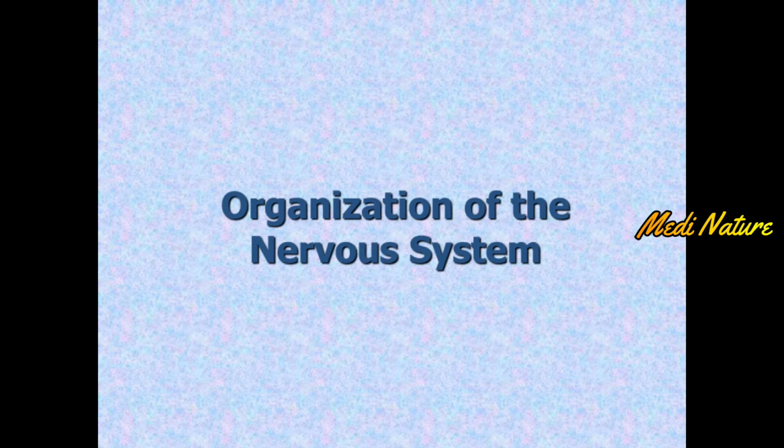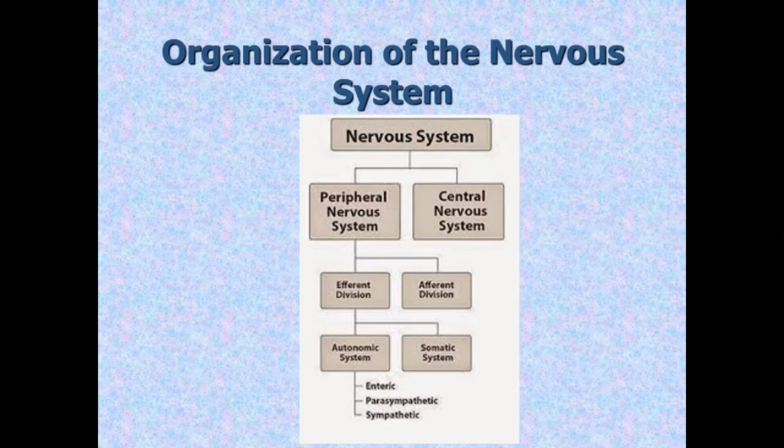Now we are going to learn about the organization of the nervous system. This is very important because when you know the organization of the nervous system, it will be very easy to learn about the functions of each part of the nervous system. This is the organization of the nervous system.